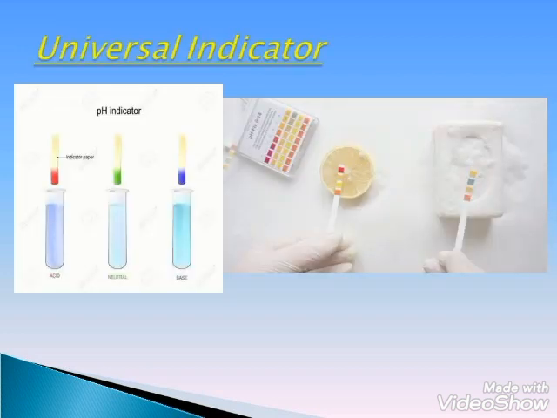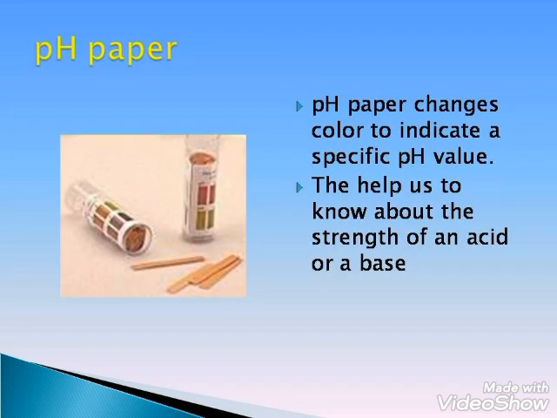Now we come to the universal indicators. What are universal indicators? Universal indicators are a group of compounds which help us to know the particular pH of a solution. It tells us about the strength of a particular solution, whether it is a strong acid or strong base, weak acid or weak base. So it is very important in various chemical processes to know the exact pH of a particular solution. Universal indicators have widespread use in chemical laboratories because they change their color according to the specific pH value of the solution. They thus help us to know about the strength of an acid or a base.